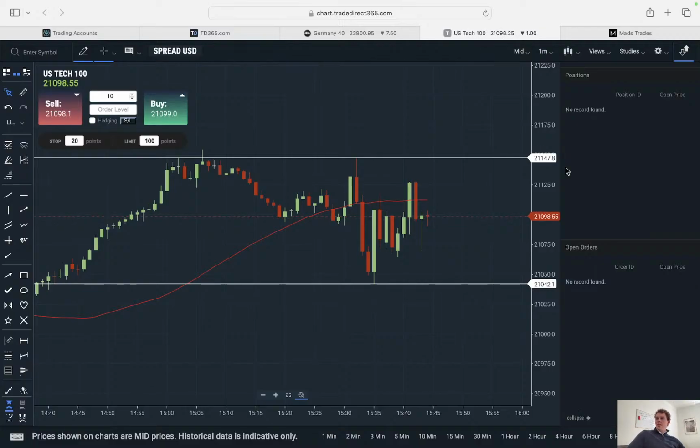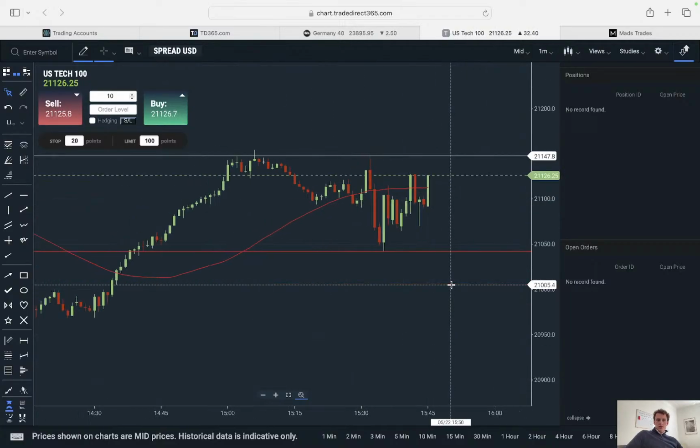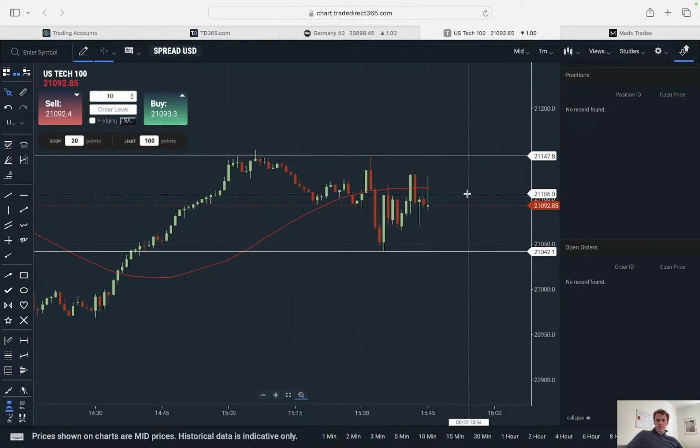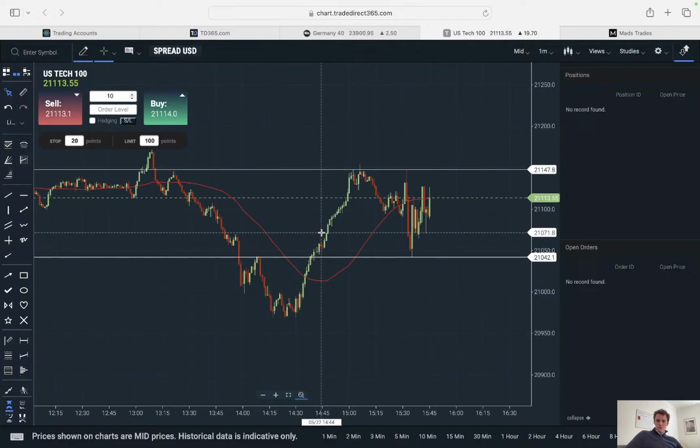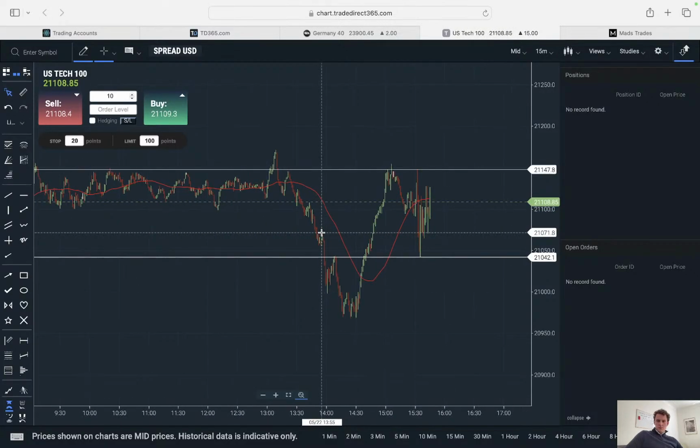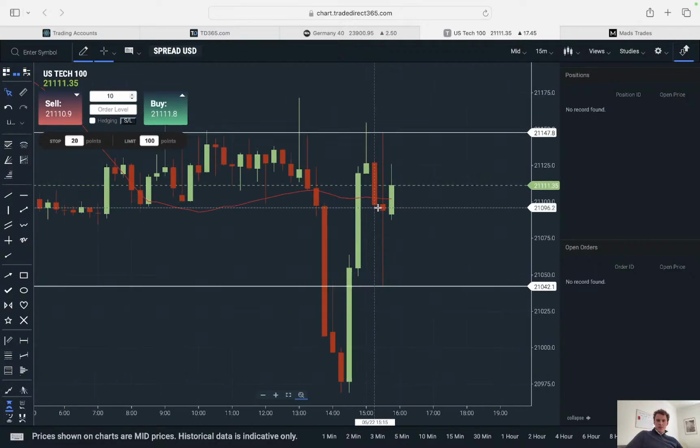So let's see here if there's any setups. Things are pushing back, but I could consider actually taking another short position here on the Nasdaq, back to 41. But let's see here. It's very volatile right now. It's not really doing anything.